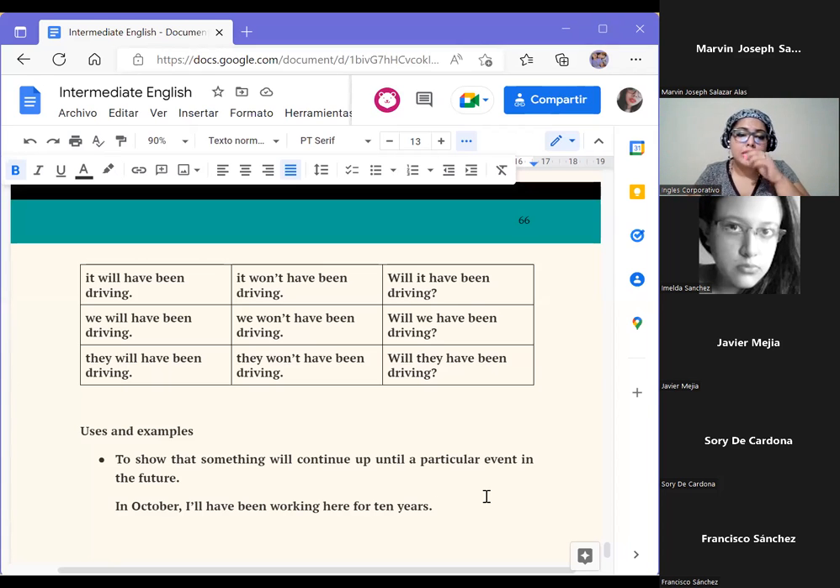So in that case, we are talking about that we are going to perform an activity until something else happens, good or bad. Then we have number two, and it says, to show something finished just before another time action, cause and effect.